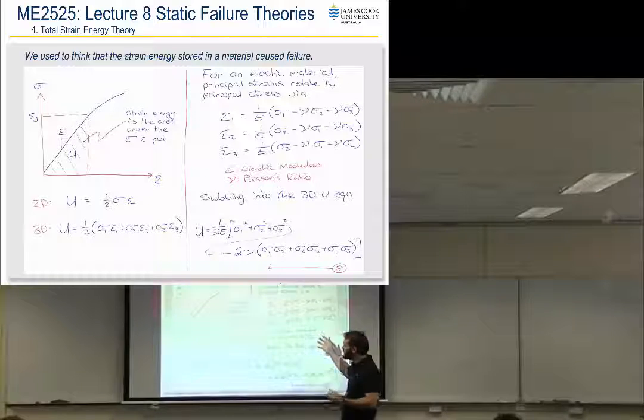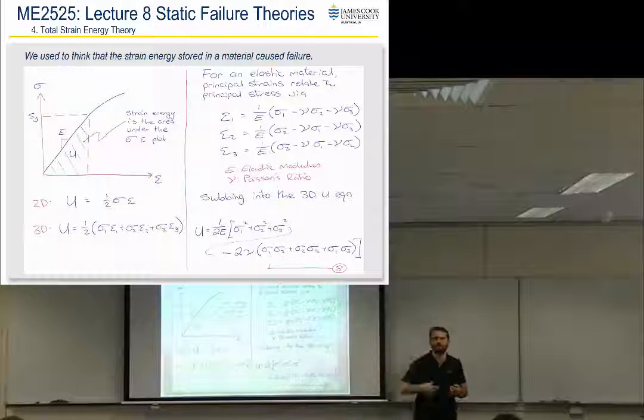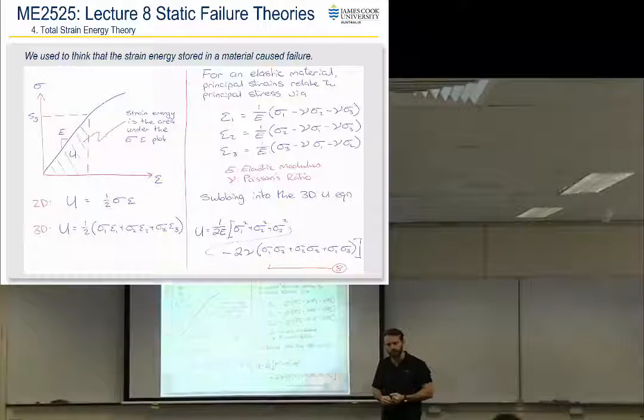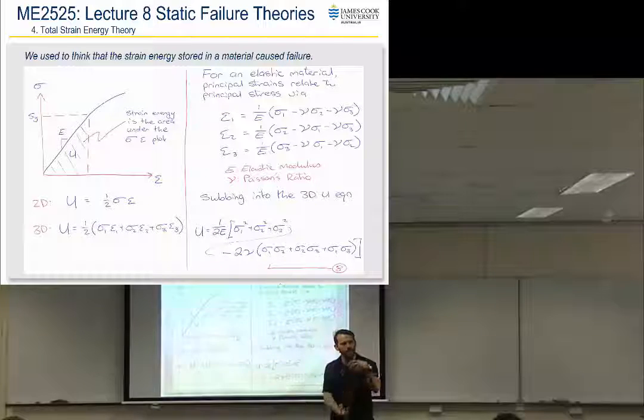And so the first time that they were actually trying to get a little bit more scientific about failure was this total strain energy: the total strain energy within an item, and you relate that to whether it will or won't fail.